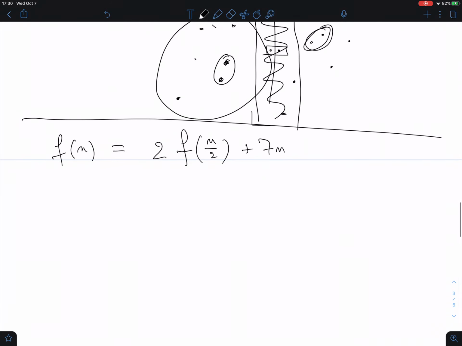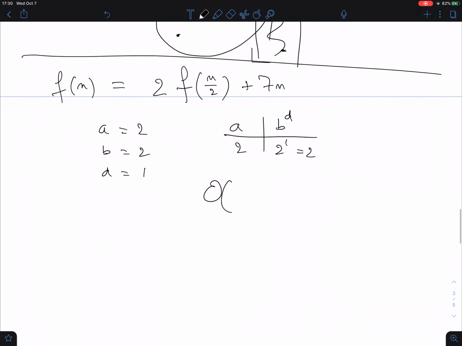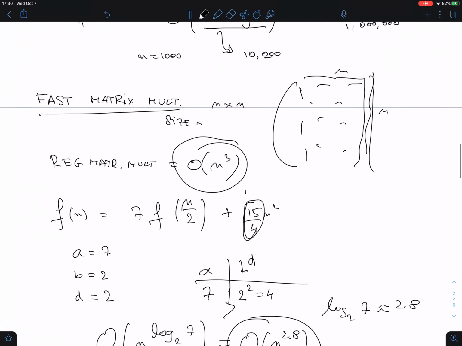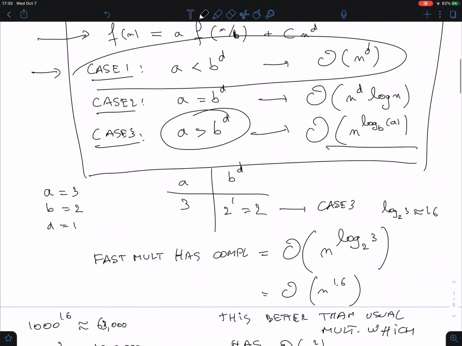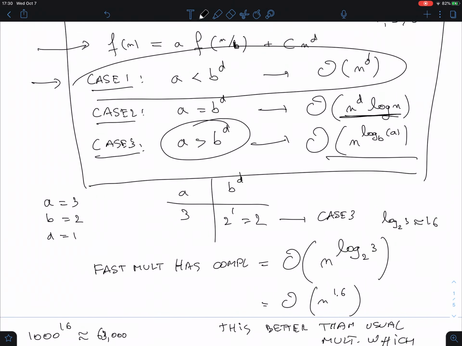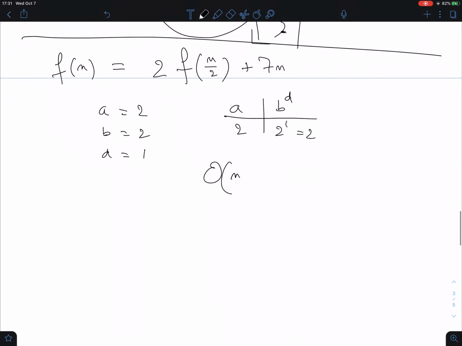Okay, so A is 2, B is 2, D is 1. So we have A, and we have B to the D. A is 2, 2 to the power 1 is 2, so we are in the middle case. So we know that the complexity is, yeah, this is something you want to memorize perhaps even, but of course it's open book, so you don't really need to do it. It's given by this formula, right? So n to the power 1 times log n. So O of n log n.